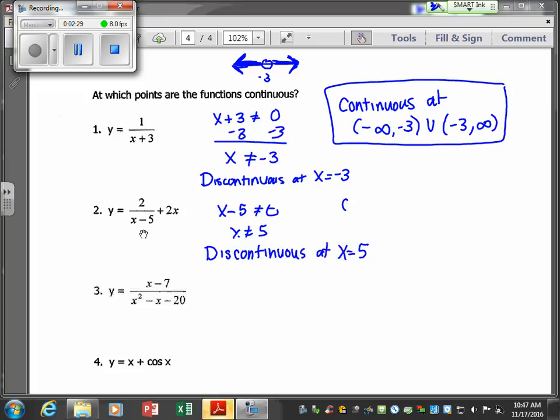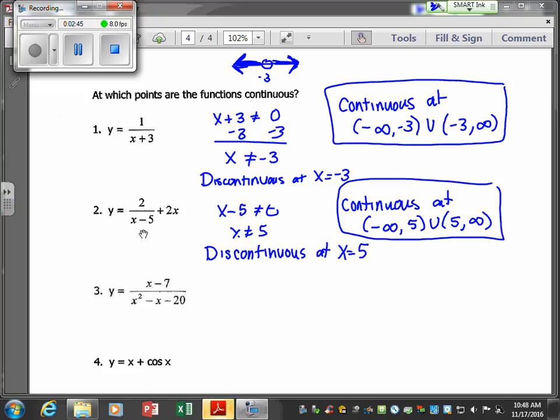So continuous at, give me interval notation. Negative infinity to 5, union 5 to infinity. Good. Two very basic ones. All right, what about 3?